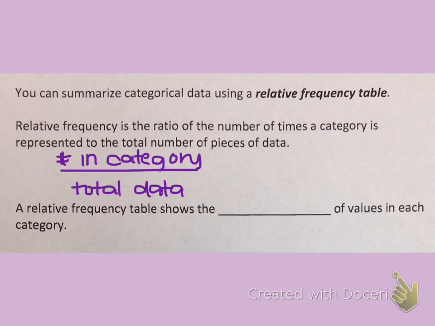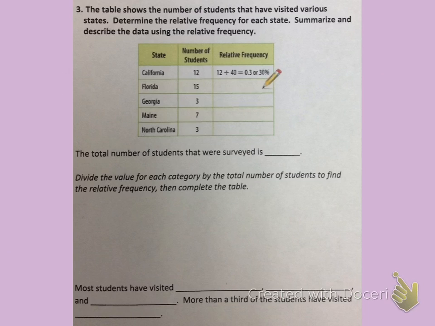Okay, so a relative frequency table shows the percent of values in each category. This table shows the number of students that have visited various states. Determine the relative frequency for each state. Summarize and describe the data using the relative frequency. First thing we need to figure out is what the total number of students that were surveyed is. And in order to do that, we're going to add all of them up.